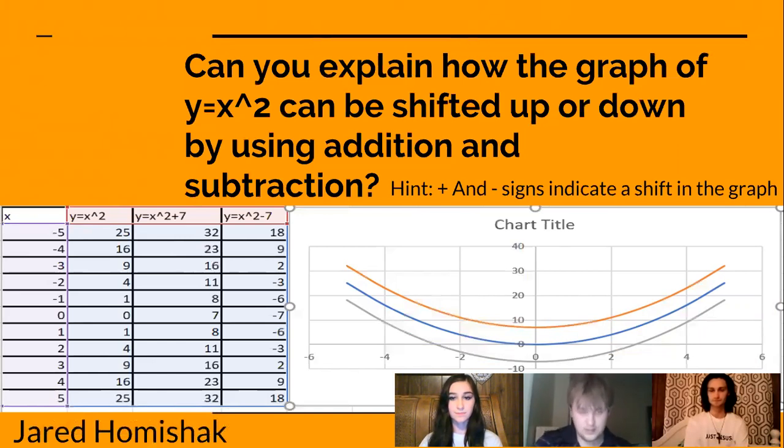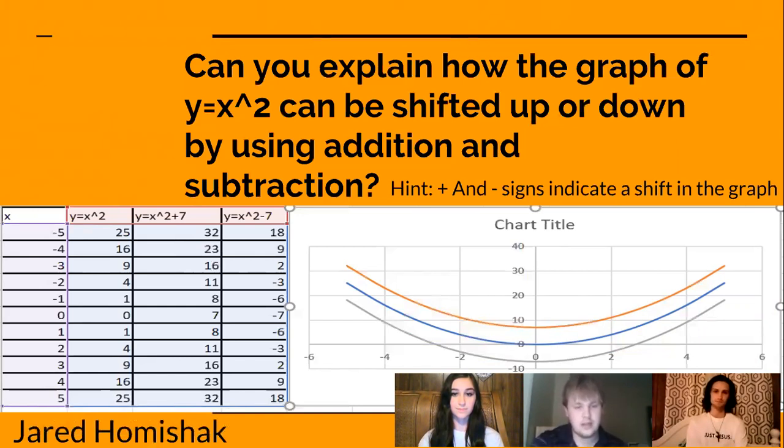Now, to add or subtract, note that we are not changing the equation y equals x squared. That is a constant in all three of the graphs. The difference is we're adding 7 or taking away 7 in the final product of what comes out of x squared. So say x is still 1, 1 squared is still 1, but we either add 7 or take away 7. So it's still the same thing though.